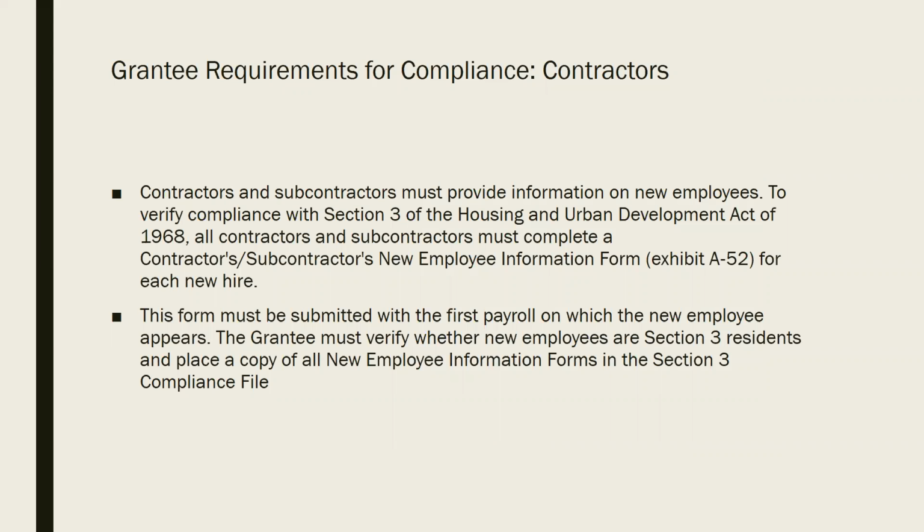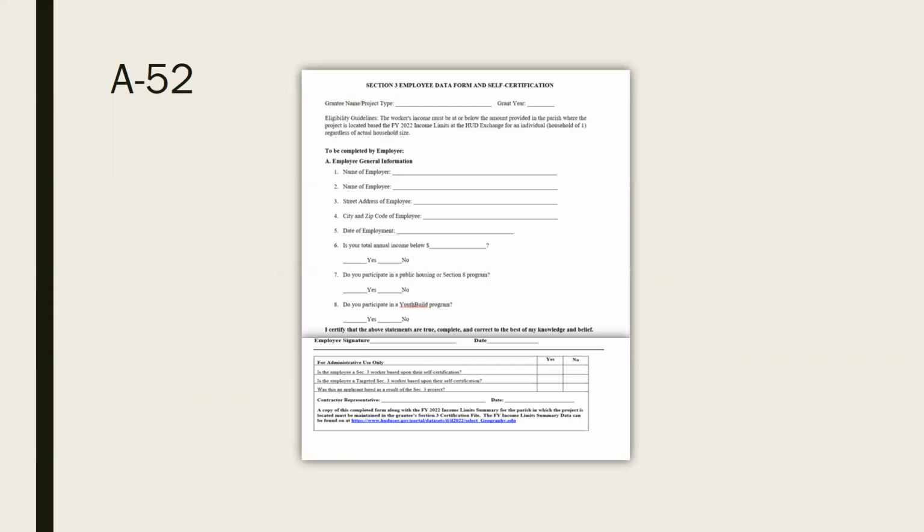So contractors and subcontractors must provide new employee forms. This is Exhibit A52, and this form must be submitted with the payroll, the first payroll that an employee is on. And we also look for that at monitoring. And you need to have a separate Section 3 file. This is the form.